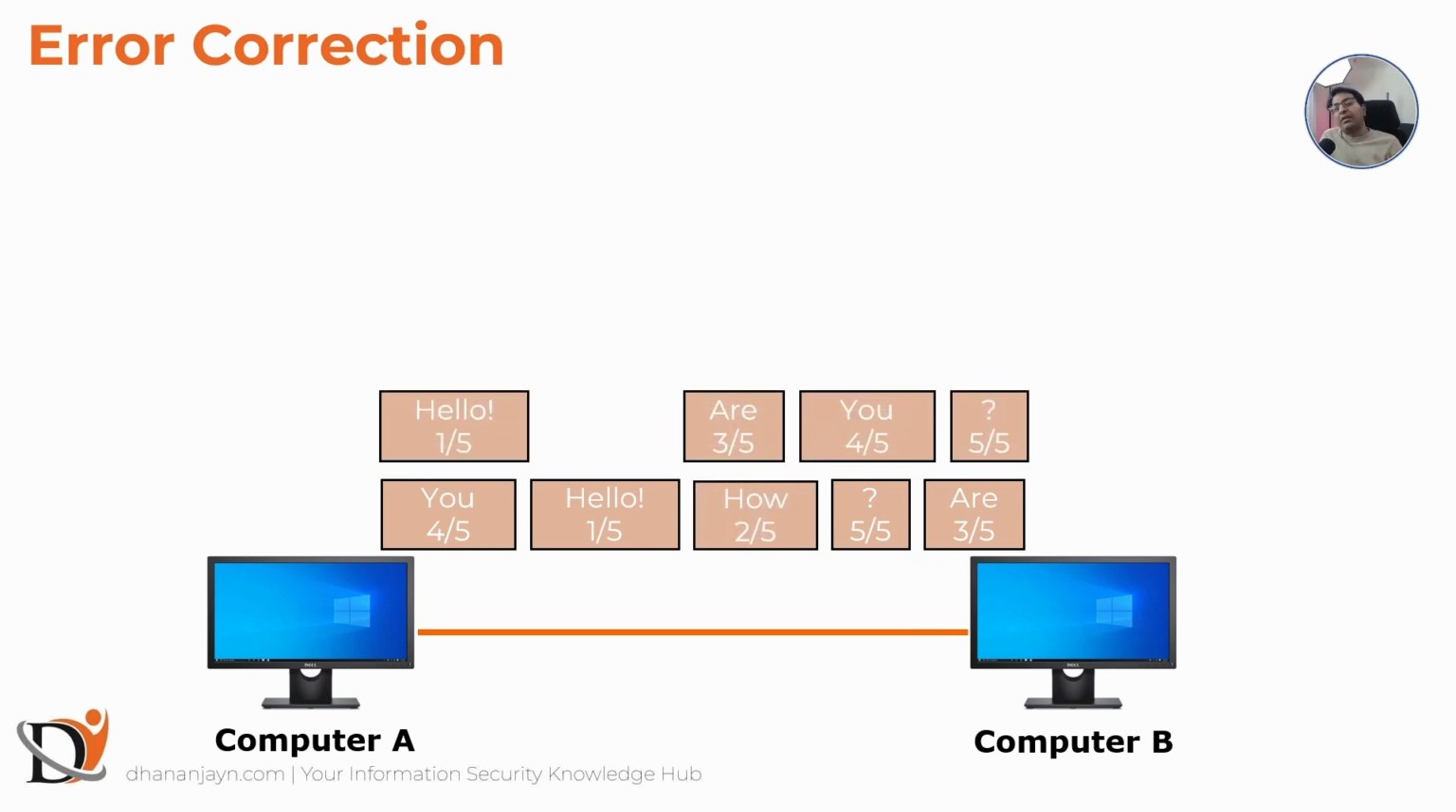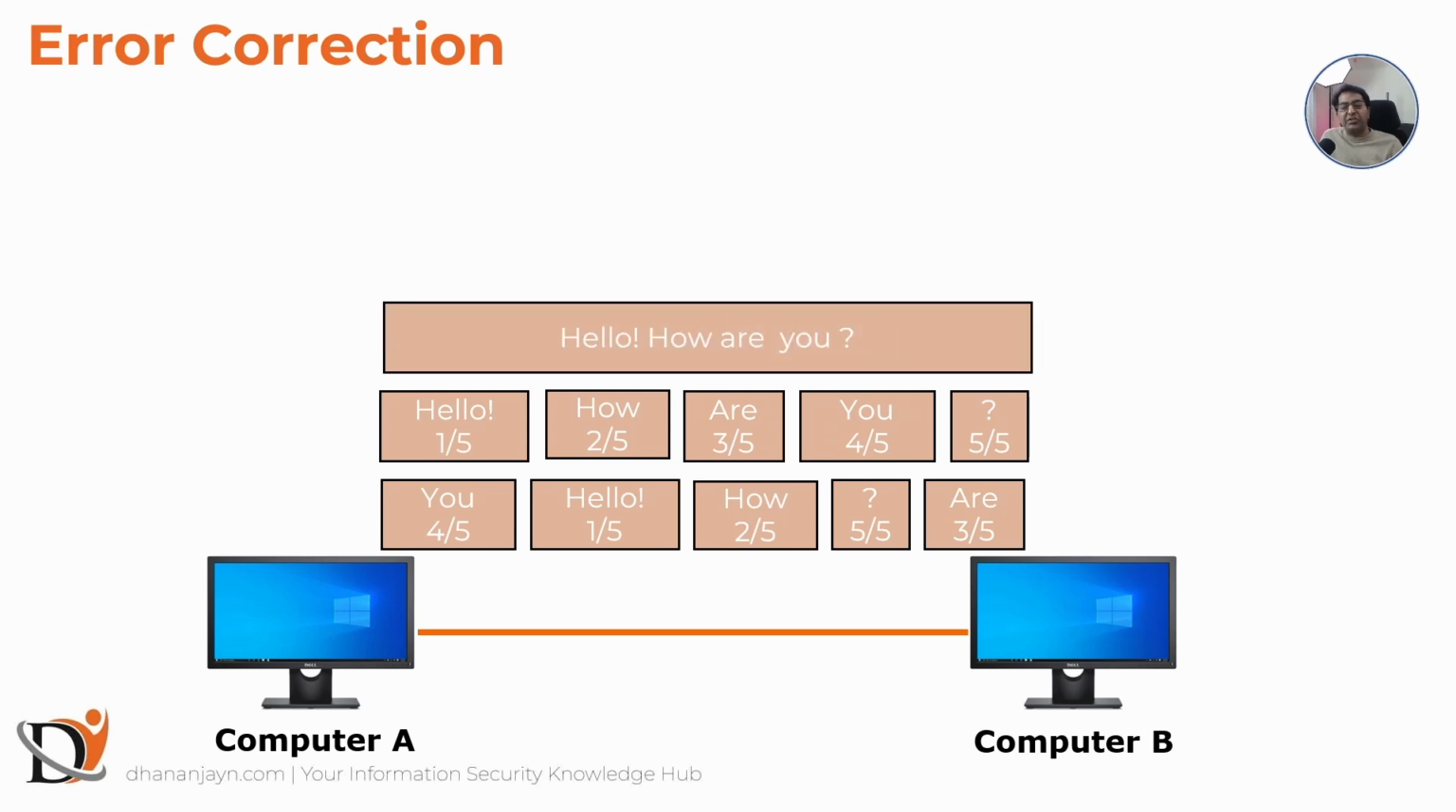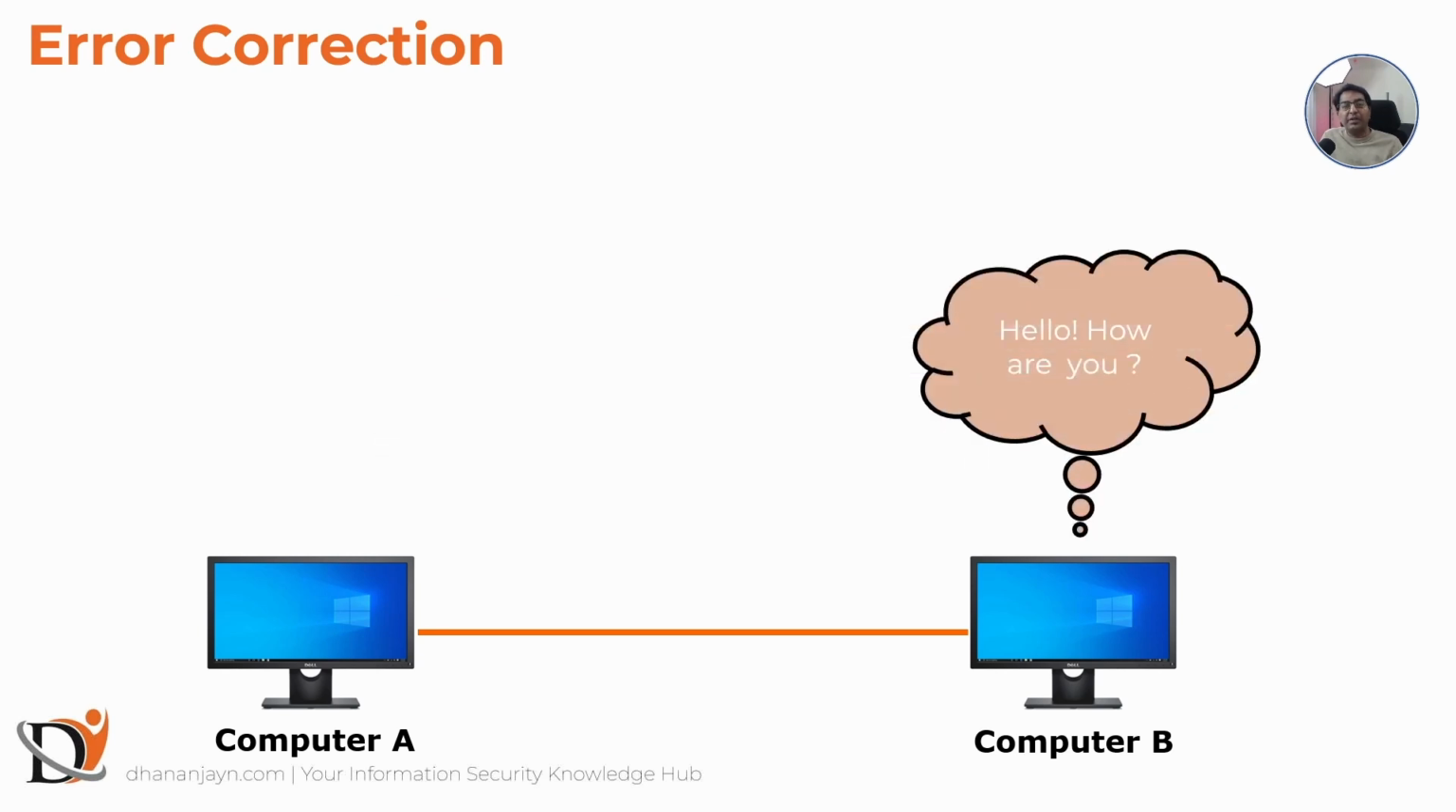And now the computer will be reassembling that on the destination's end. The message is rearranged, reassembled, and now displayed to the user on the destination end. So this is how the error correction happens.